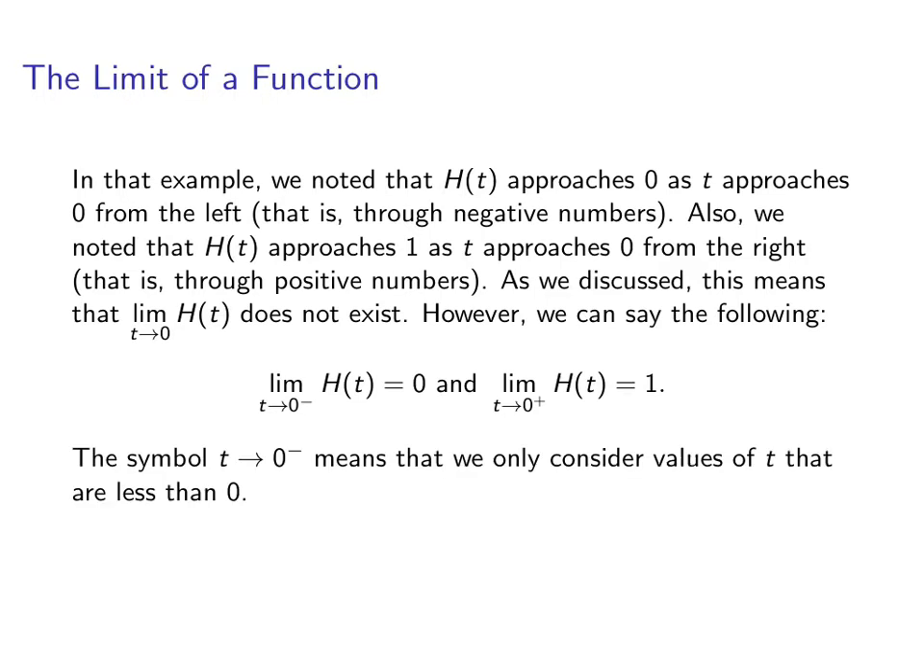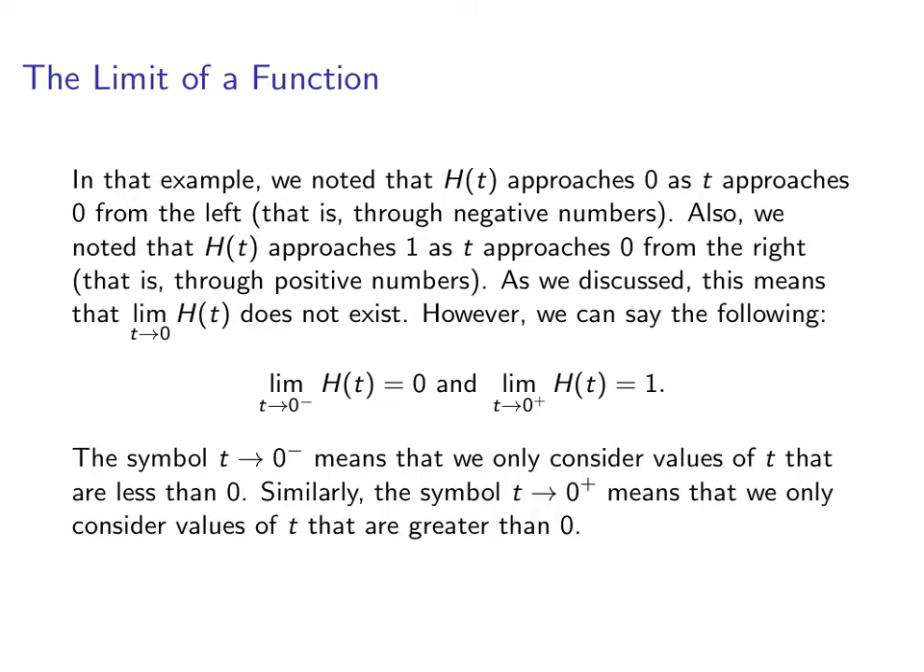So when we write down the symbol t approaches 0 from the left, it means that we're only considering values of t that are less than 0. And then the symbol t approaches 0 from the right, so this minus sign and this plus sign, we'll call that approaching from the left and approaching from the right. That means we only consider values of t that are bigger than 0 now. So let's make a definition.